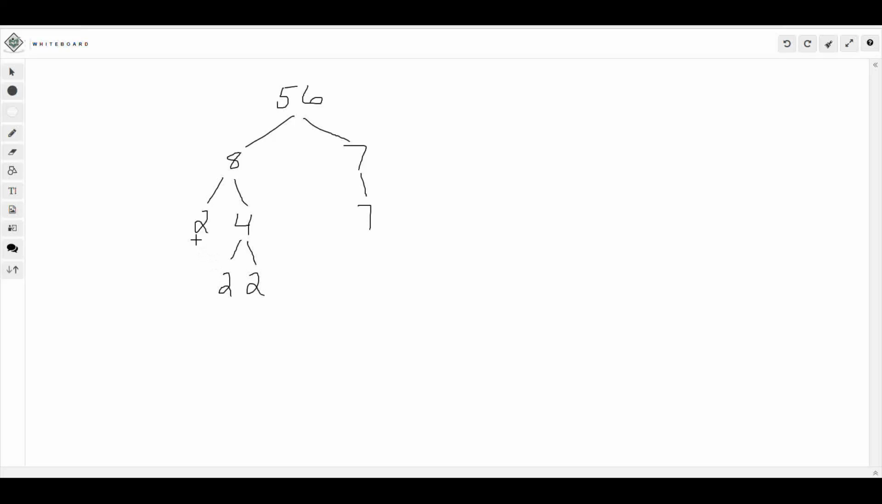Bring down the 2 we already had. Bring down the 7 we already had. So remember the dot means times. So you would write those down just like that for the answer. Those are your prime factors.